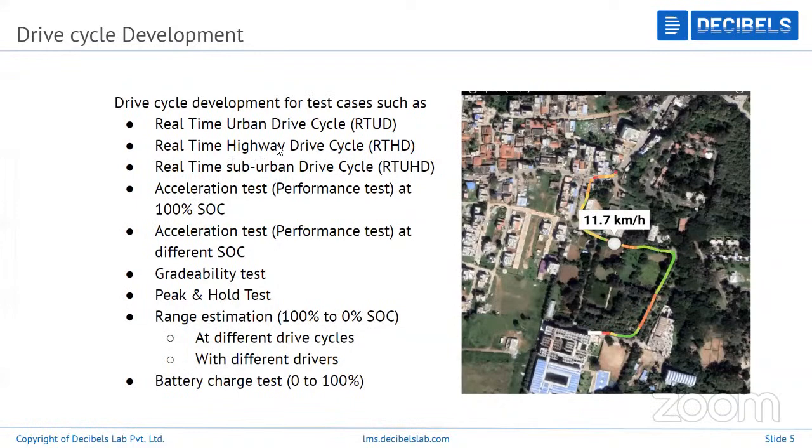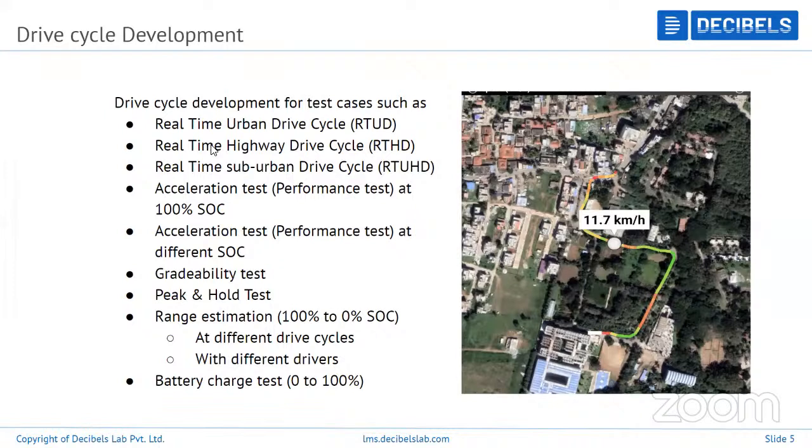And there's a process for the drive cycle development. Here I am showing you some of the real-time drive cycles which are also generated as standards for our vehicle testing purposes. The first one is the real-time urban drive cycle, which stresses city life with various traffic conditions: low, moderate, and high traffic.